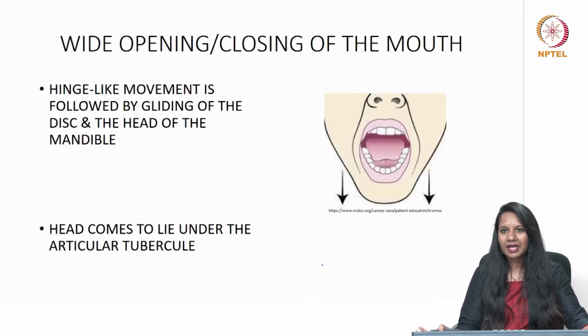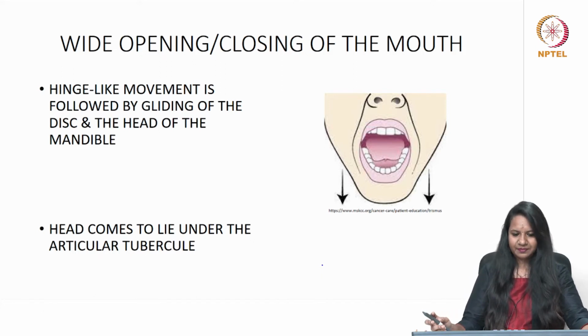Wide opening or closing of mouth is a hinge-like movement formed by gliding of the disc and the head of the mandible. Head comes to lie under the articular tubercle.